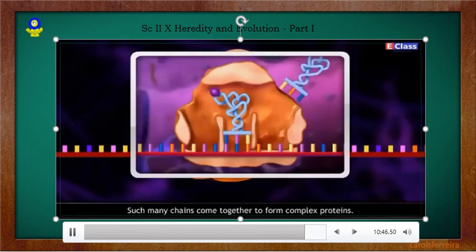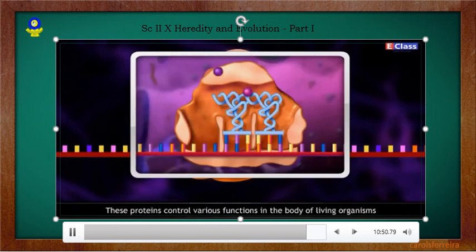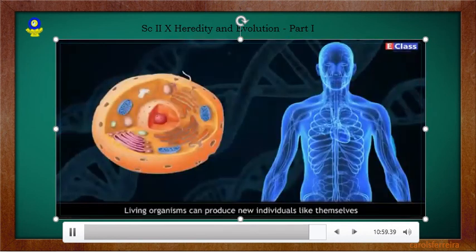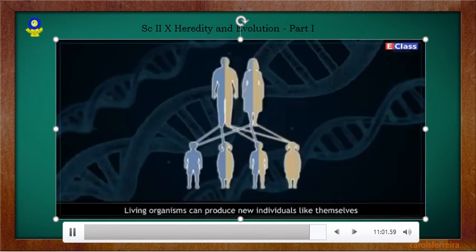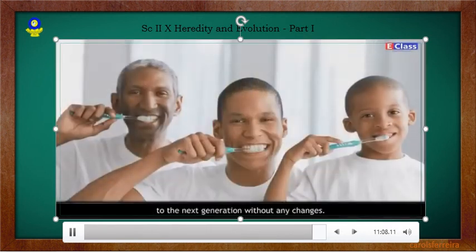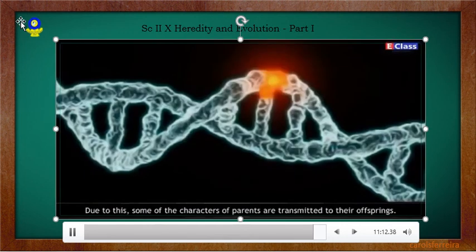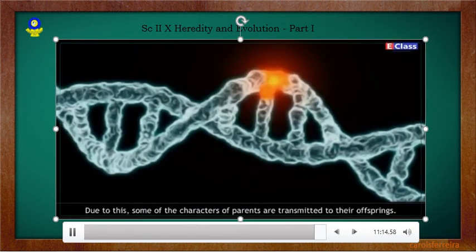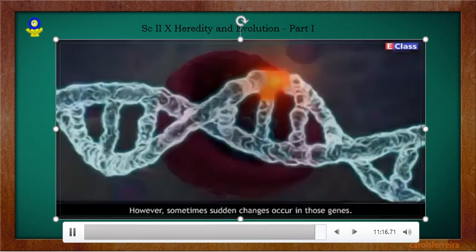Such many chains come together to form complex proteins. These proteins control various functions in the body of living organisms and their appearance too. Living organisms can produce new individuals like themselves due to genes only, and some of those genes are transmitted to the next generation without any changes. Due to this, some of the characters of parents are transmitted to their offspring.